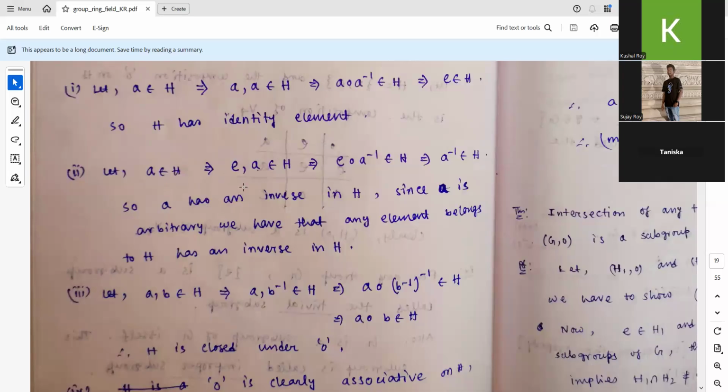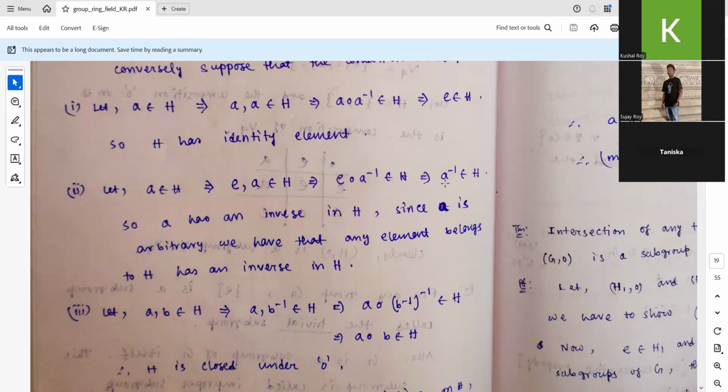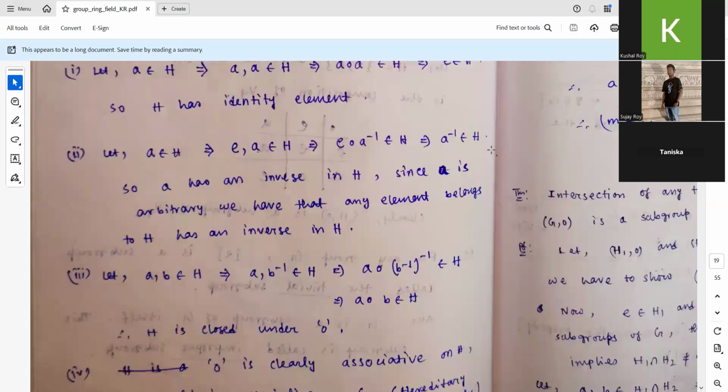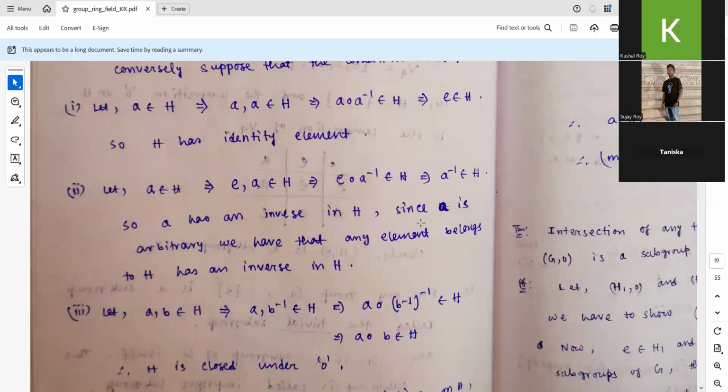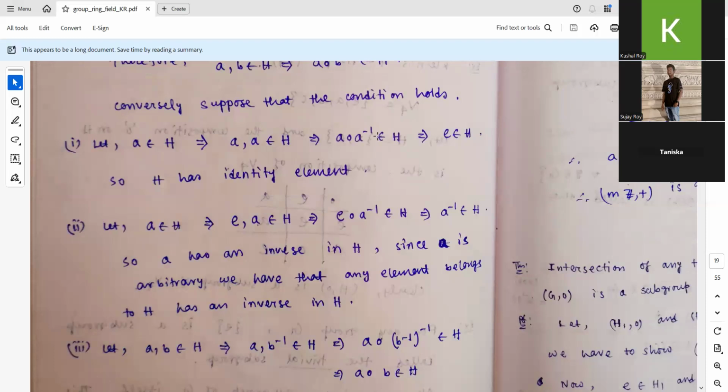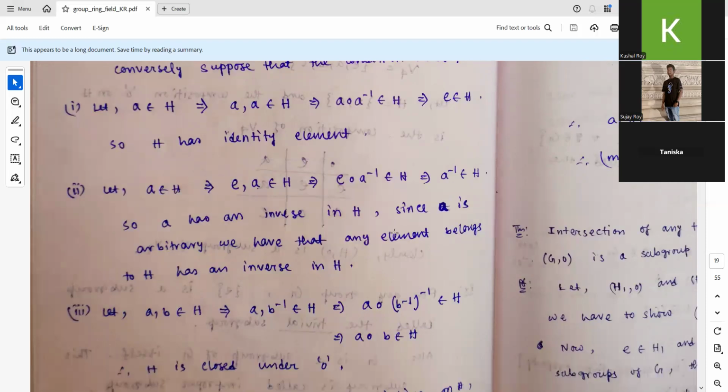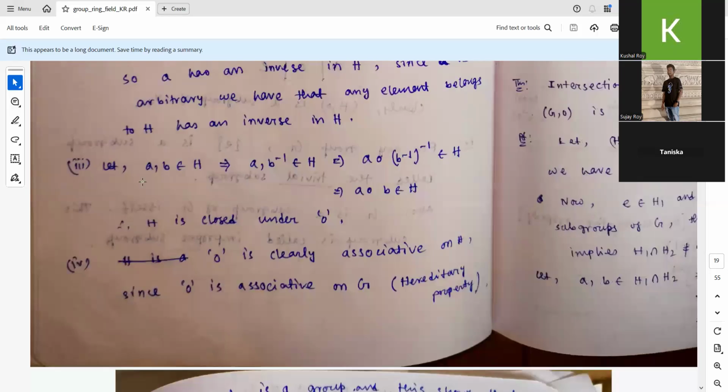Now the next property. Let us consider any element A from H, and consider these two elements E and A. E is the identity element, and A is any arbitrary element of H. Due to the condition, E composition A inverse belongs to H. Therefore, A belongs to H implies A inverse belongs to H. So we have proved the third and fourth conditions of the group. Now we prove the first condition of a group, that is the closure property.